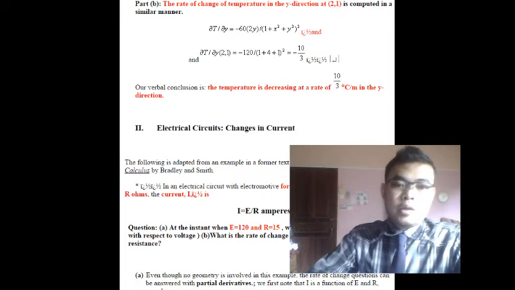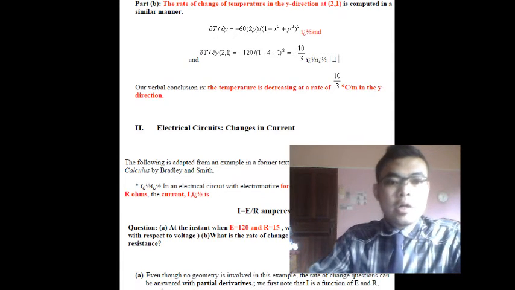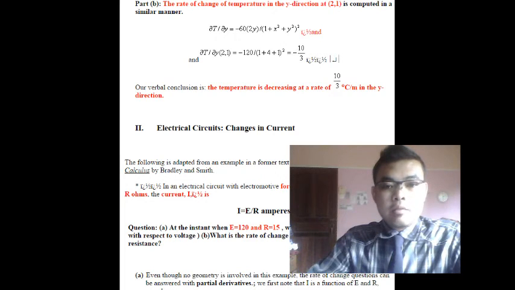Next, the electrical circuit, and we go to the change in current. The following is adapted from an example in a former text, example 1.2.23, by Bradley and Smith. I equals E over R amperes, where E equals electromotive force and R equals resistance.